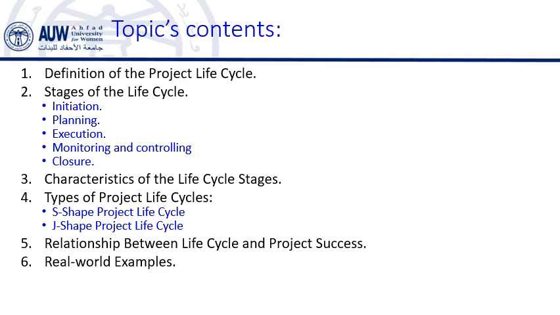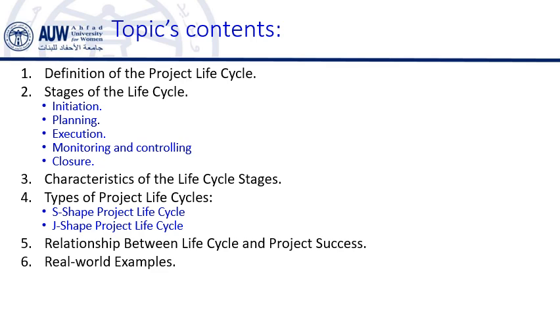Third, characteristics of the life cycle stages. In this point, you will learn about the specific features of these stages, such as how costs and efforts vary and how uncertainty decreases over time. Fourth, relationship between life cycle and project success. We will explore how following the life cycle ensures better project outcomes like meeting deadlines and staying within budget.